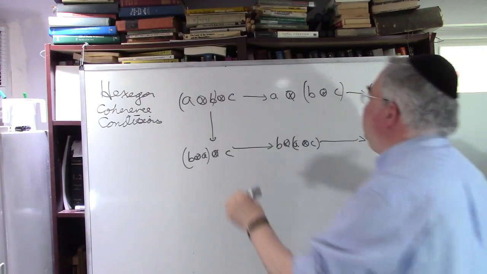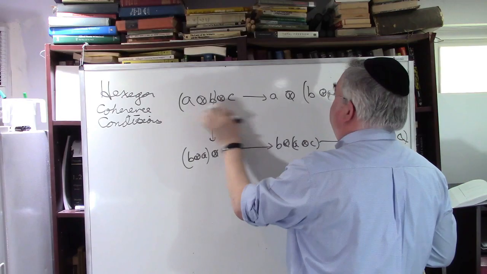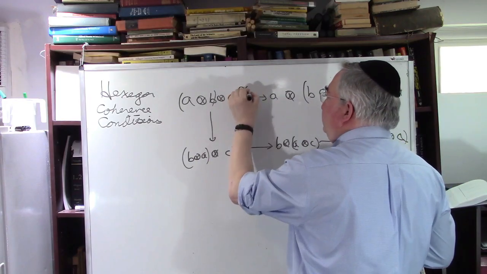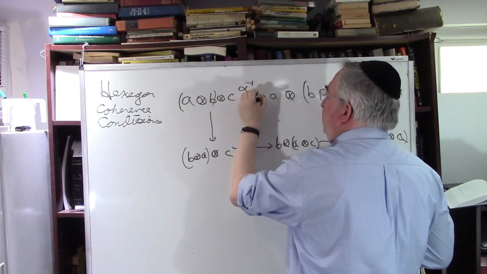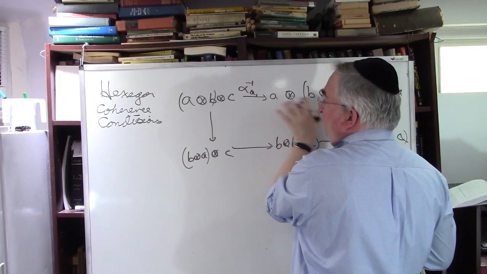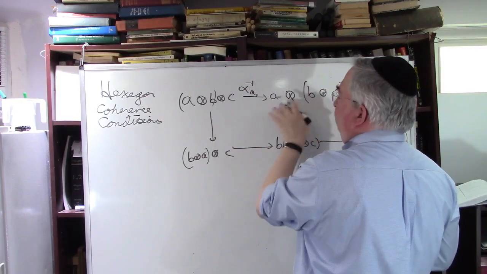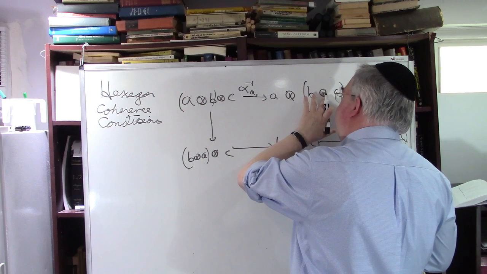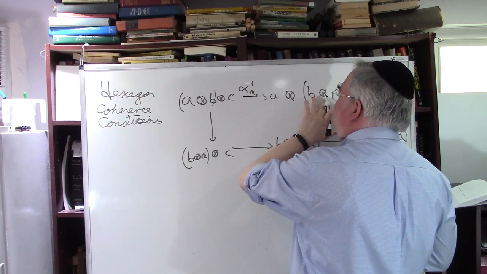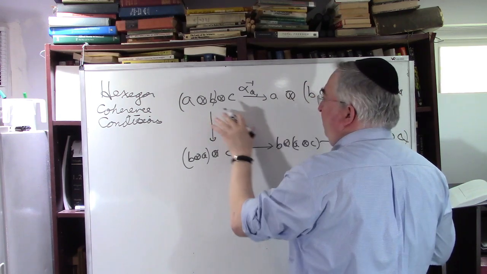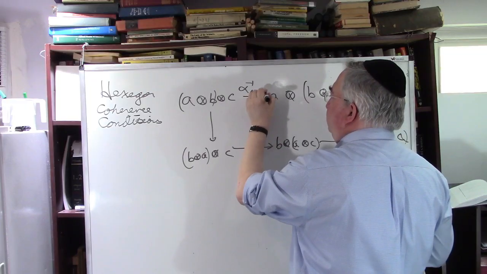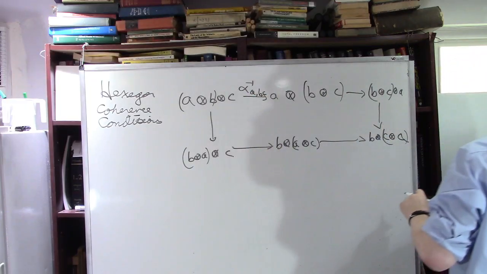Okay. This is just a reassociator. It's alpha inverse of A. Usually the parentheses go from the right to the left. Here they're going from the left to the right. So it's A tensor B tensor C. Okay, did I write that right?